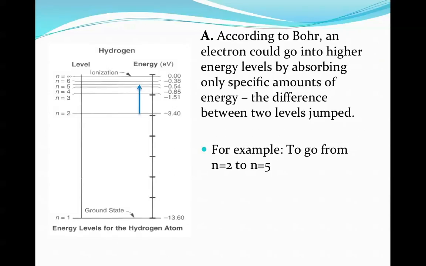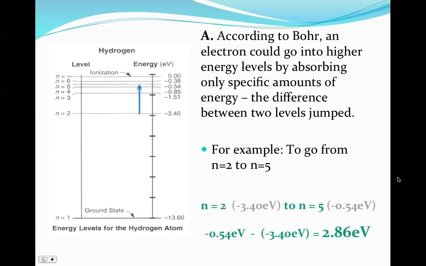Now, according to Bohr, an electron could go into a higher energy level by absorbing only specific amounts of energy. The difference between two levels jumped. So if I go from n equals 5 to n equals 2, I look up each of their values on our chart, and then I'm simply going to subtract them. I prefer to subtract them so that I do the smaller number minus larger number so I get a positive value, and then I can just make sure I always state whether it's being released or absorbed. So to go from 2 to 5, we're going to absorb 2.86 electron volts.